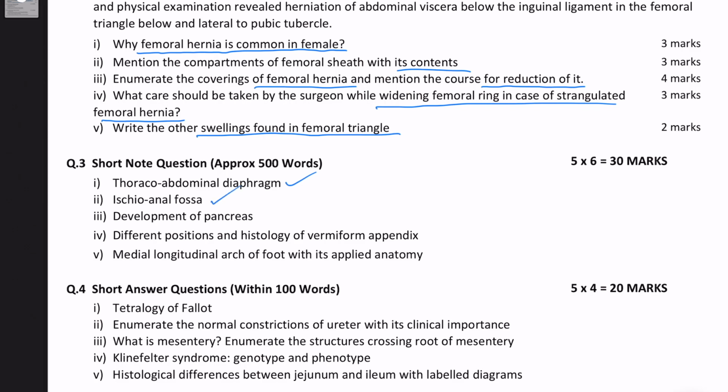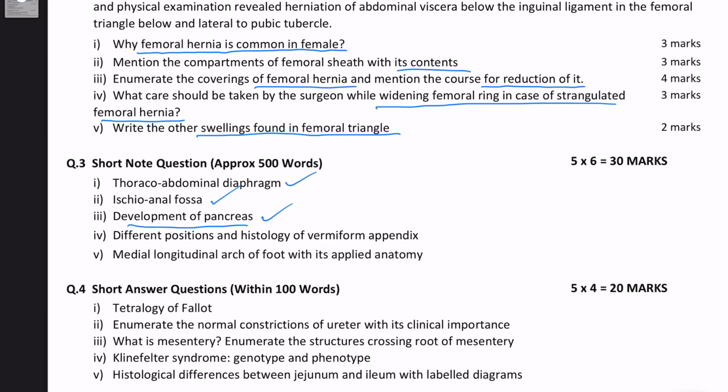Ischioanal fossa. This was also very well taught. In each of these questions, there is a lot of clinical and applied anatomy. You can include it. So don't forget to write about ischioanal abscess and the pain arising or the fistula being formed. And you can also compare it with the perianal abscess. Development of pancreas. This has been well explained by me in the previous year's question paper. This is a repeated question from 2021 batch. If you would have watched that video earlier, you could have done it better.